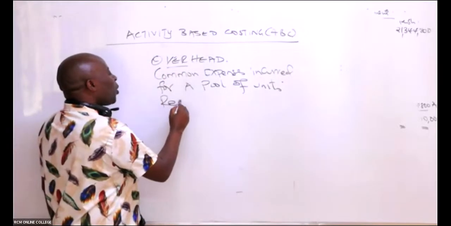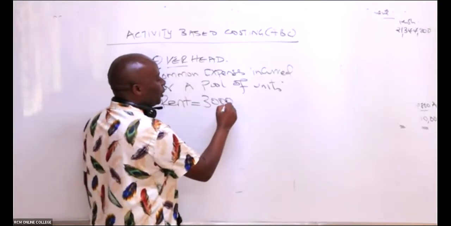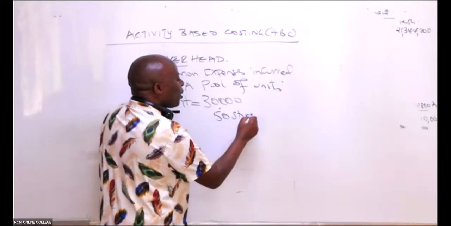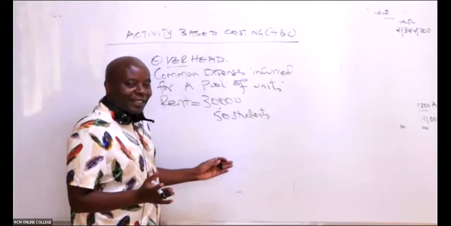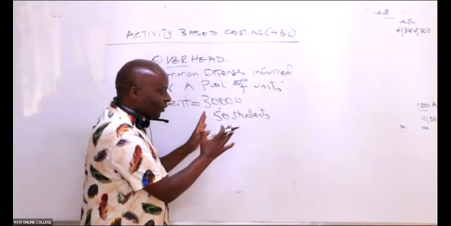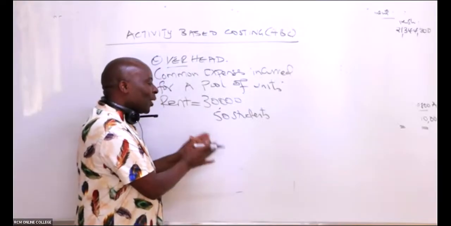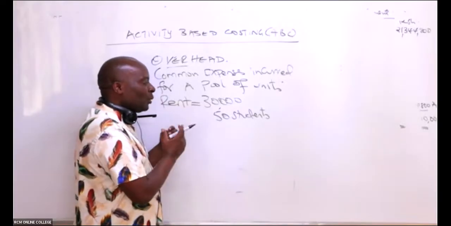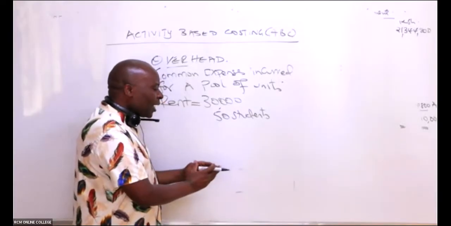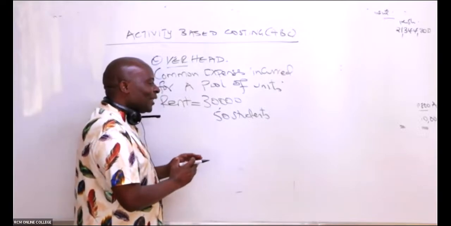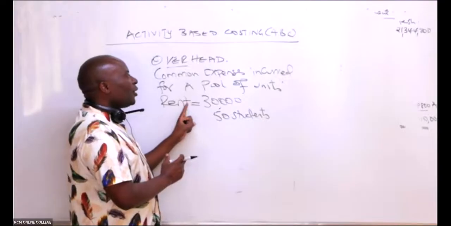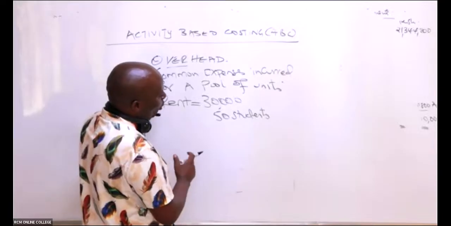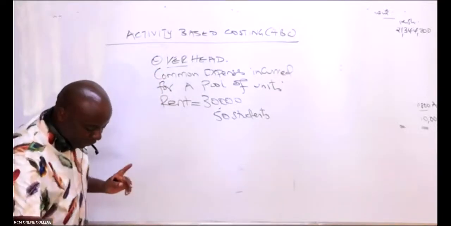For example, when we pay rent of say 30,000 for this room, and we are paying this for 50 students to be comfortable, the room can accommodate like 50 students. So the rent of 30,000 is common for the 50 students. For pricing purposes, to know how much fees each student will pay for us to take care of our costs and make a profit, we need to apportion this rent. So overhead is a common expenditure incurred for a pool of many units. Very important.